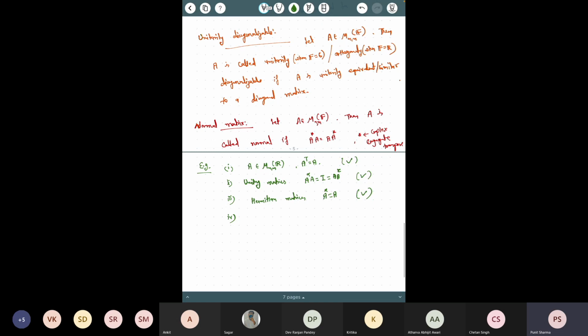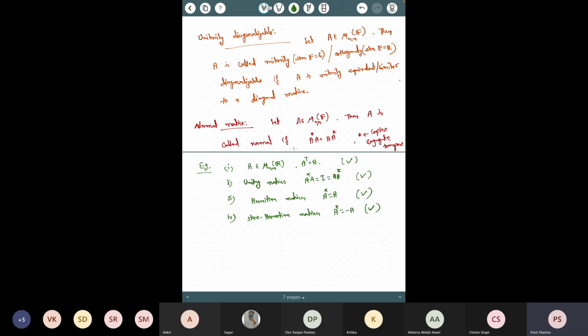Some well-known class of matrices which follow this property, A star A equal to A A star. Like Hermitian, we can also talk about skew Hermitian. That means A star is equal to minus A. So we already know some of the well-known matrices which are normal.